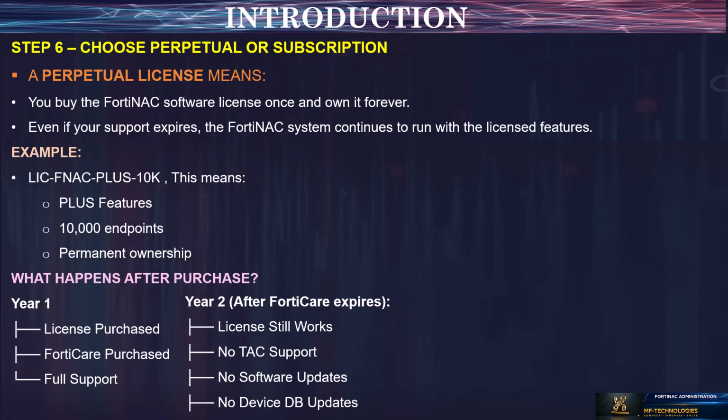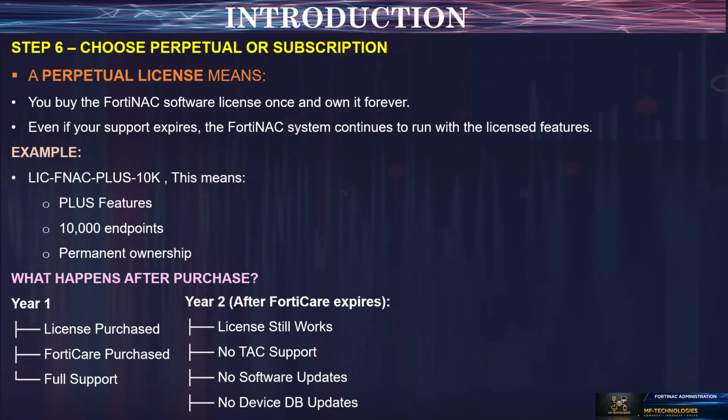Think of it like purchasing a house. Once you have bought it, you own it. However, if you want maintenance or professional assistance, you will need to purchase those services separately. The same concept applies here. FortiNAC provides software updates, technical support, and device database updates. If the support expires, your FortiNAC system continues operating with the licensed features. However, you will no longer receive any technical assistance, support, software upgrades, device fingerprint database updates, or any new feature enhancements.